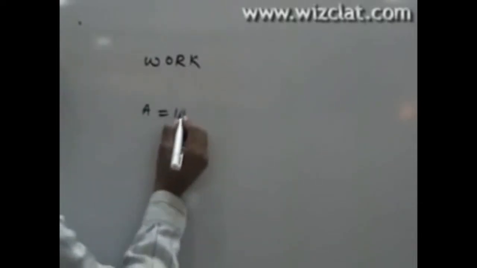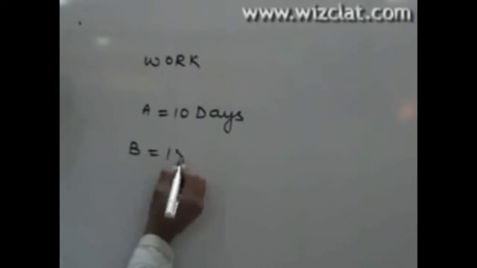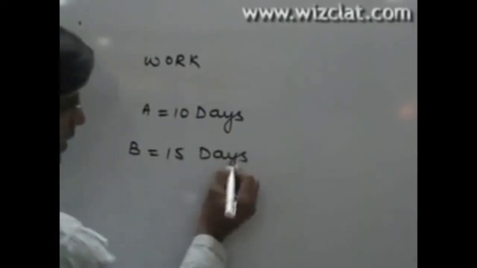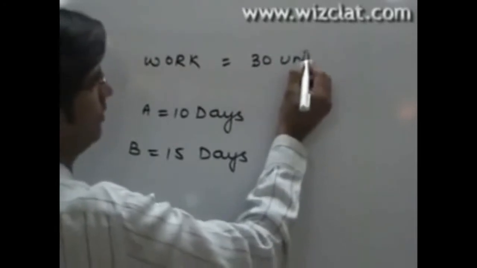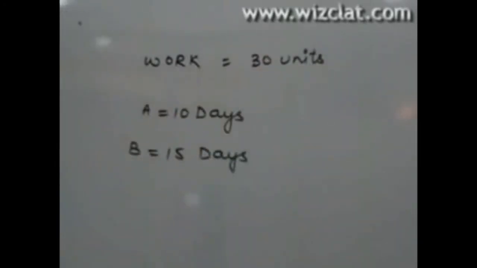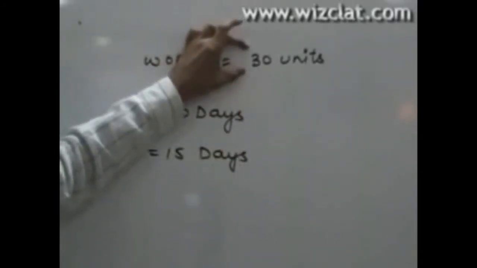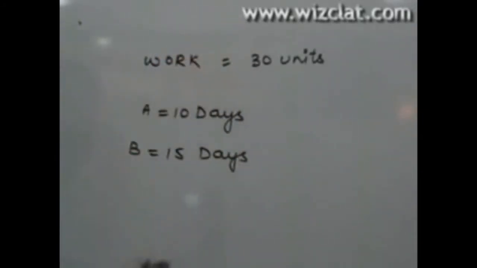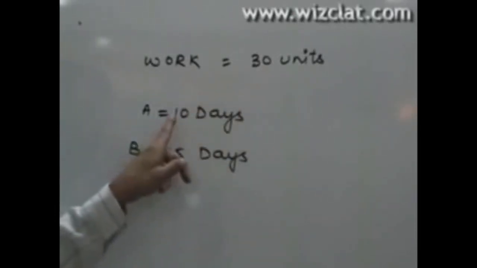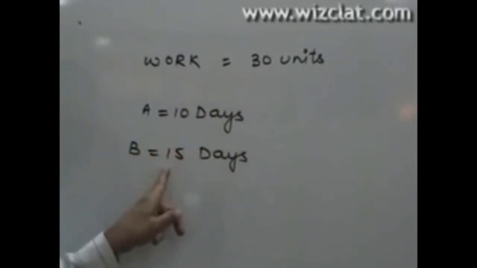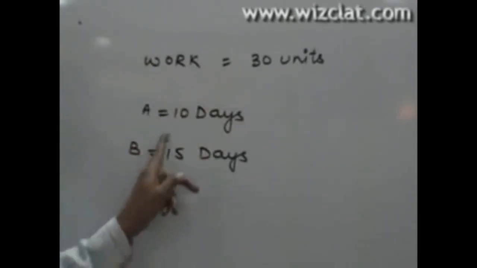Because A can do this piece of work in 10 days and B can do the same piece of work in 15 days, I assumed a work is equal to 30 units. Now, why 30? Again, important thing in this exam is that you should take a value where you do not get fractions, where the things are easily divisible. Now 30 is a number which is not only divisible by 10 but also is divisible by 15. In fact, it is the LCM of A and B's value.